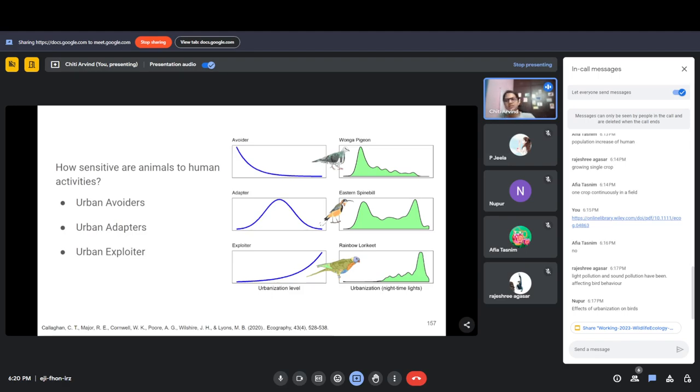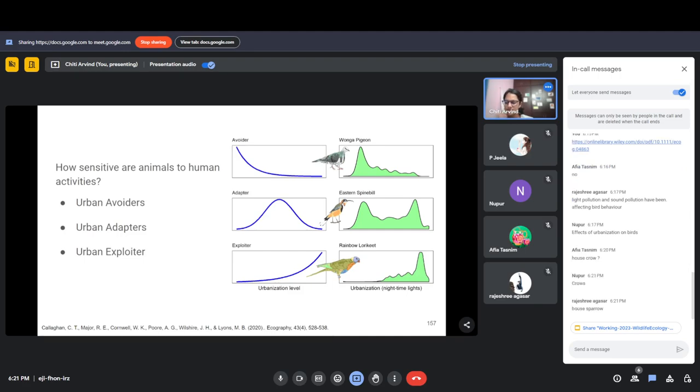And can you give me some examples of birds that are urban exploiters which you see around you? Can you think of a species that you see around you that you only see in cities and not in the forest? House crow, yeah, another one. House crow sometimes you find also in the forest.